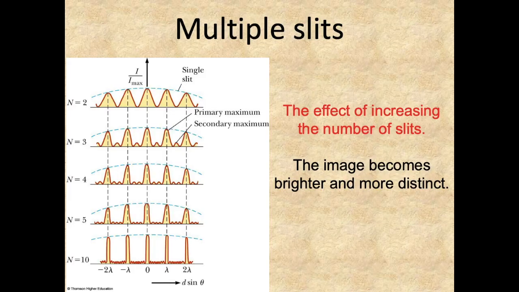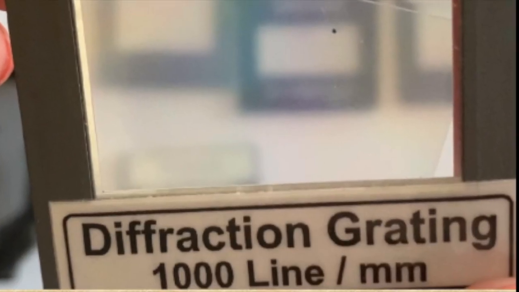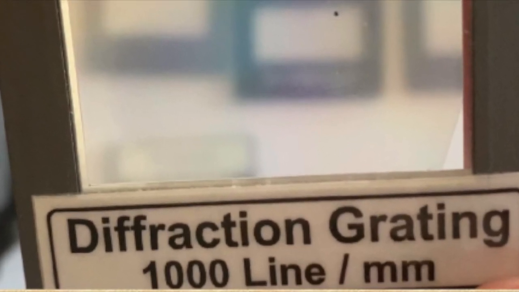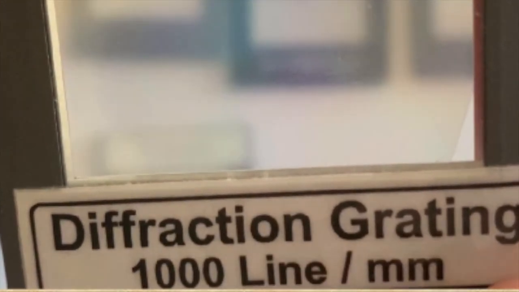The next discussion will be on the diffraction grating. A diffraction grating is dividing a single slit into smaller pieces. So instead of adding identical slits, I am now going to split the single slit into smaller sections. Let's watch.